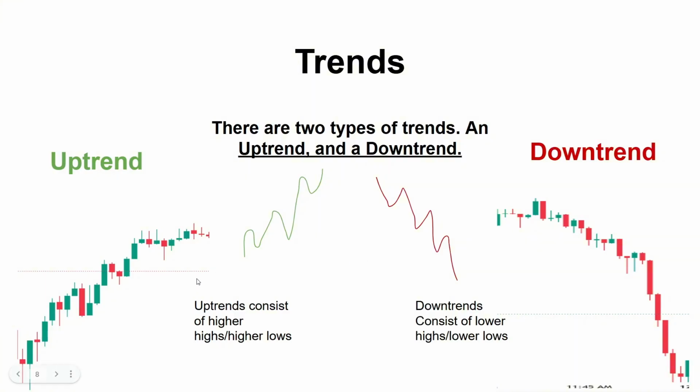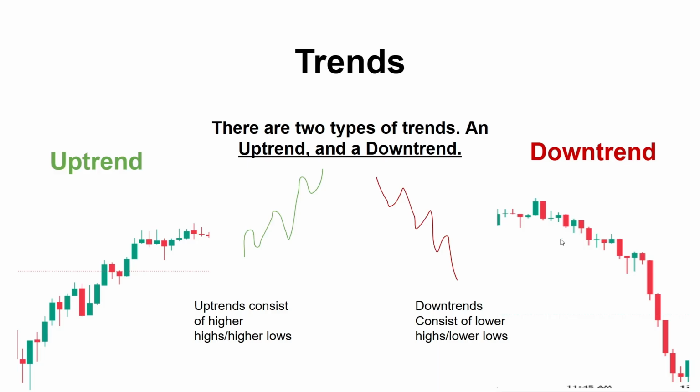As you can see here, they're literally just like staircases. Uptrends consist of higher highs and higher lows. As you can see, there are no lower lows happening anywhere here. So there are higher highs and higher lows, and that's what makes an uptrend. Higher high, higher low, higher high, higher low, higher high, higher low, and it keeps going until it breaks. Same with the downtrend: lower low, lower high, lower low, lower high, lower low, lower high.